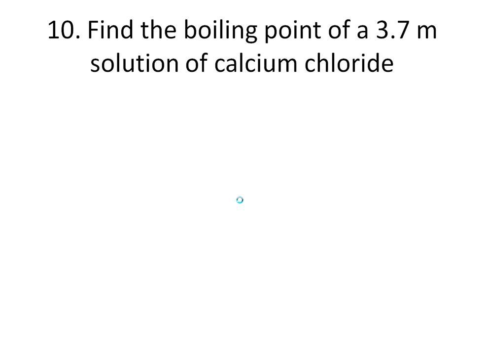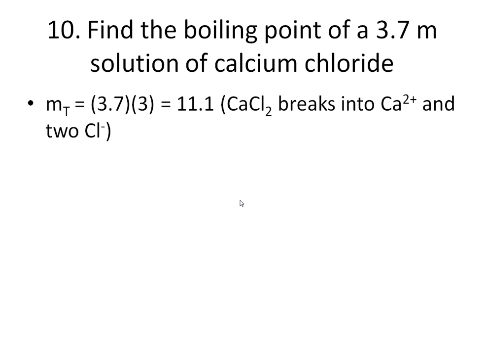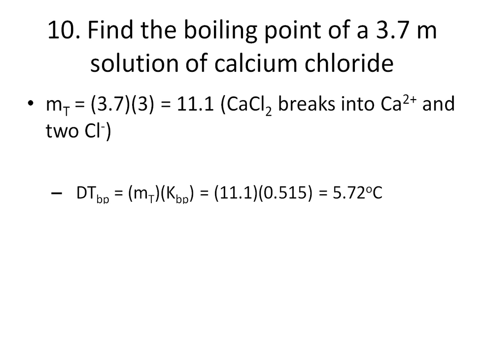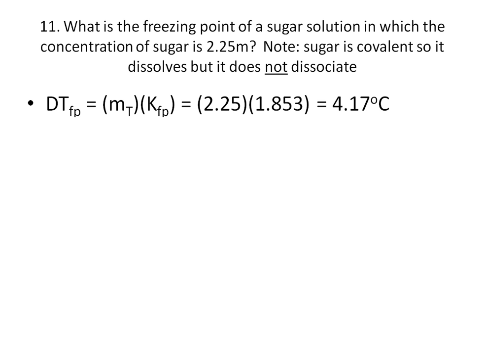Now we're going to find the boiling point of calcium chloride. Once again, we multiply the molarity times the number of particles, which is 3, so you get 11.1. Then we plug it into the equation again with the constant for boiling point, so you get a temperature change of 5.72 degrees Celsius. Since it's boiling point, you add 100 to it, so you have a final boiling point of 105.72 degrees Celsius.